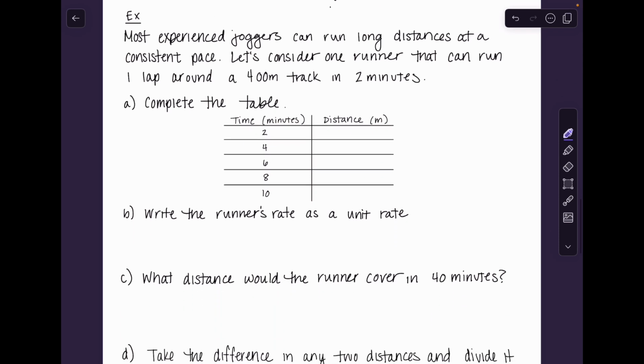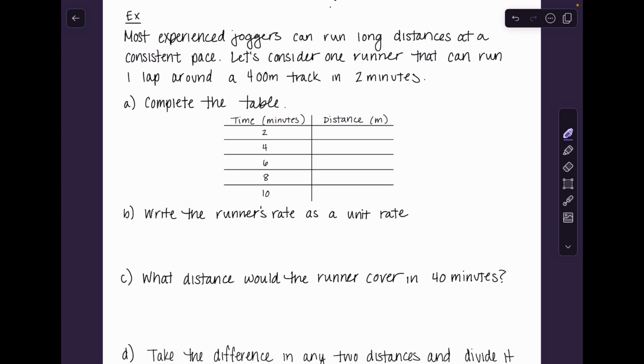So if you think about someone who's a very experienced runner, they're going to be able to keep a very consistent pace. So they're going to be able to go many miles, keeping a very consistent mileage per hour. So we're going to look at one particular runner, and they can run a single lap around a 400-meter track in 2 minutes. So their pace is going to be 400 meters for every 2 minutes. So what I'm going to start with is I'm going to fill in this table. Based on these times, I want to figure out how far the runner traveled.